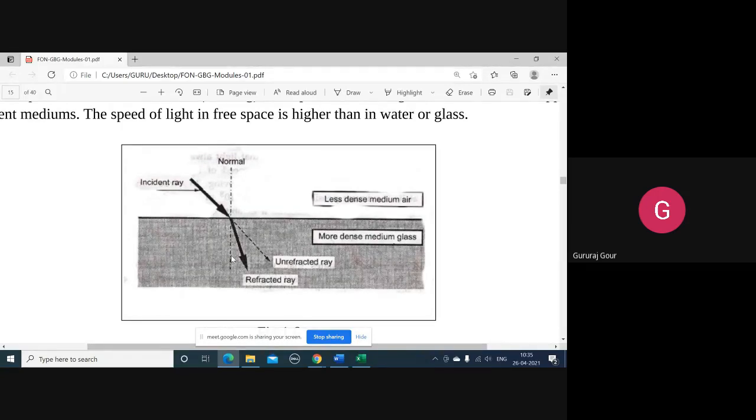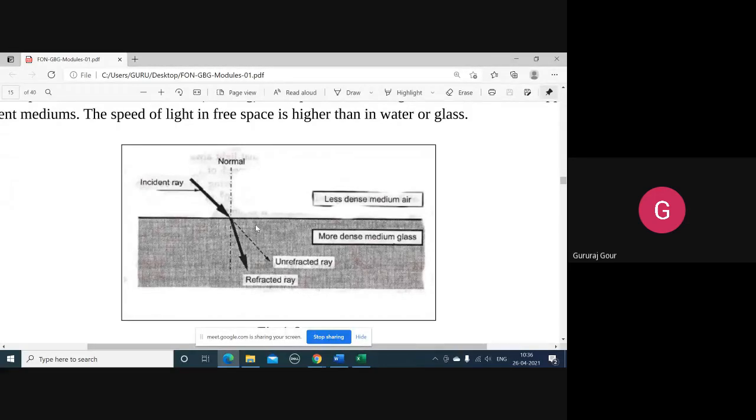Vice versa, reciprocal. If the ray of light enters from a more dense medium to a less dense medium, as happens when the same ray of light tries to pass out from the glass to air, while doing so it will bend because it is moving from the higher dense medium to the lower dense medium. Then it will make the refracted light bend away from the normal.